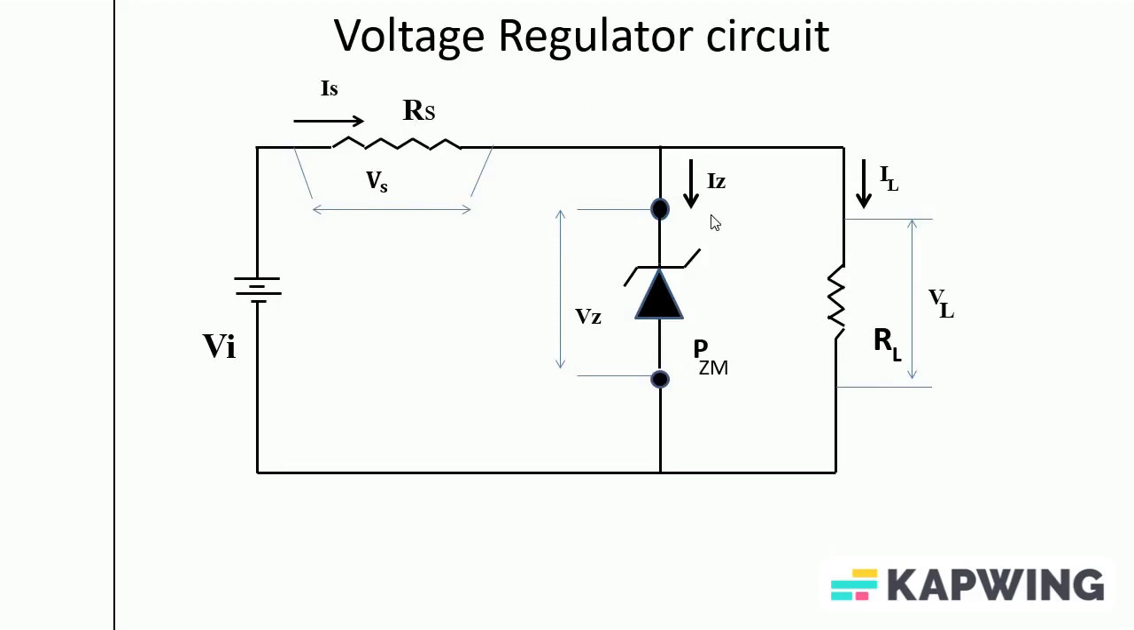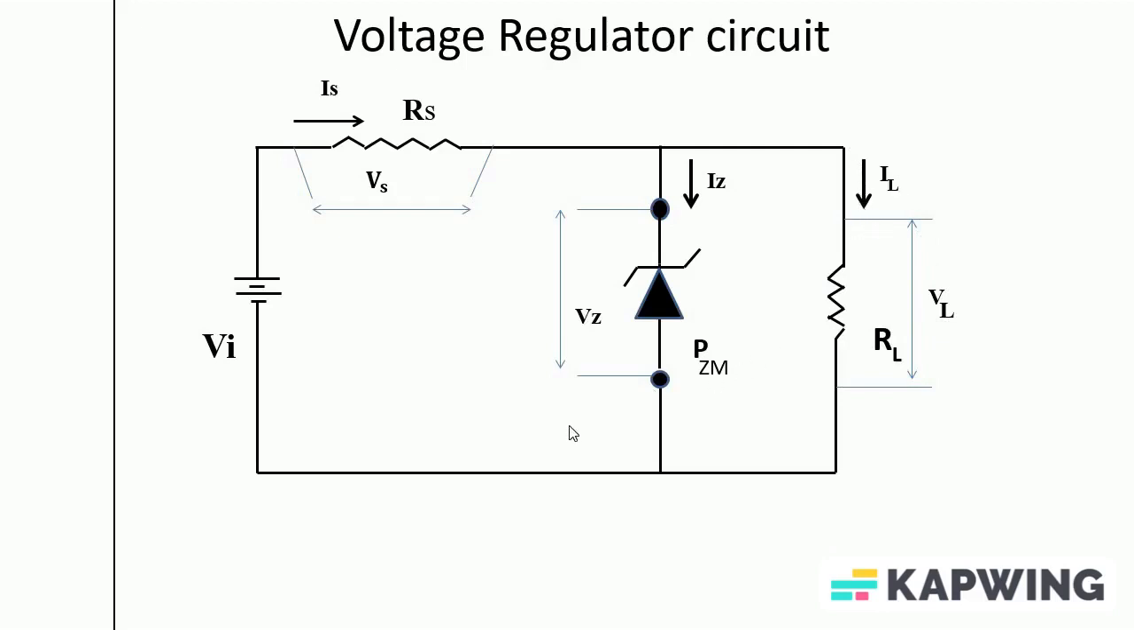We have a zener diode which allows the current to flow in this reverse direction. The current is indicated as Iz, and the breakdown voltage value is Vz. The maximum allowed power dissipation is PZM. We have a load resistor which has some voltage drop across it, VL, and the current flows through it, IL.